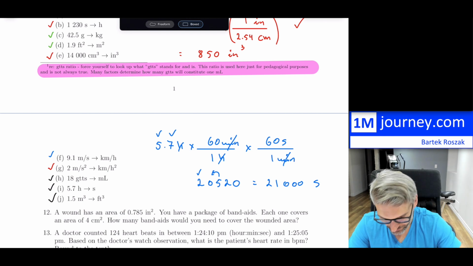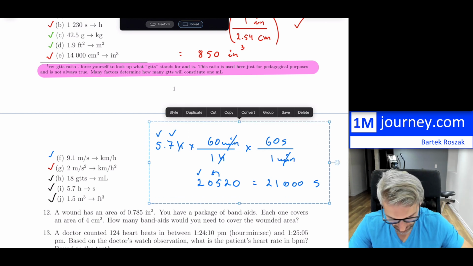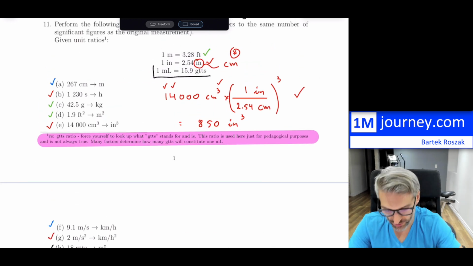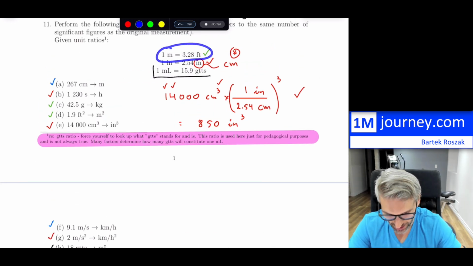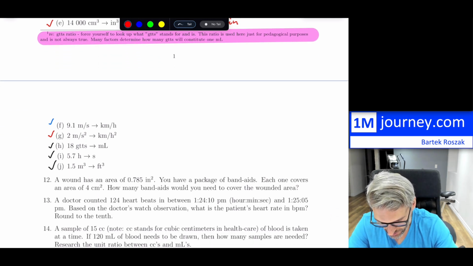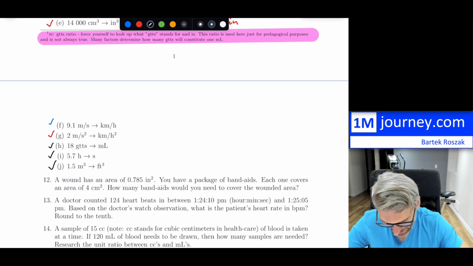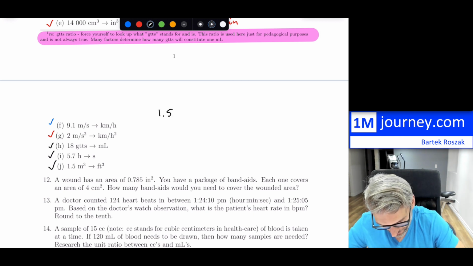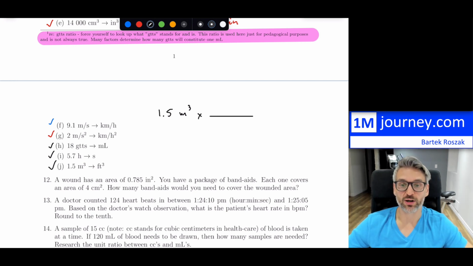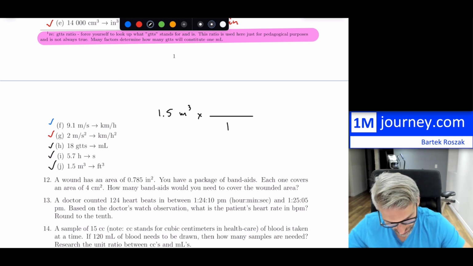Now this one, volume. So this is now meters and feet. Again, you can go back to those ratios, and that's this ratio right here. 1 meter is equal to approximately 3.28 feet. So let's see it. That would be 1.5 meters cubed. Let's see if you kind of know what the idea is. You want to get rid of the meters, so 1 meter goes at the bottom. 3.28 feet will go up on top.